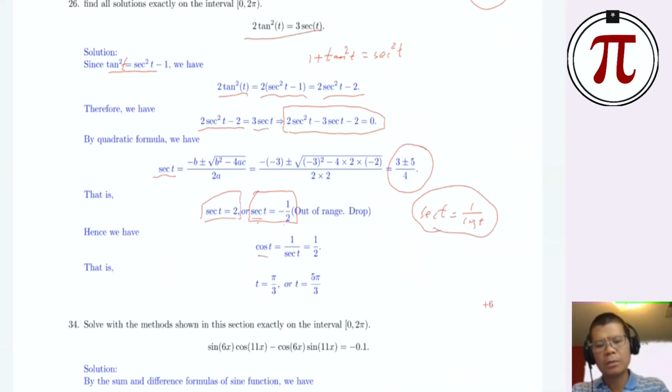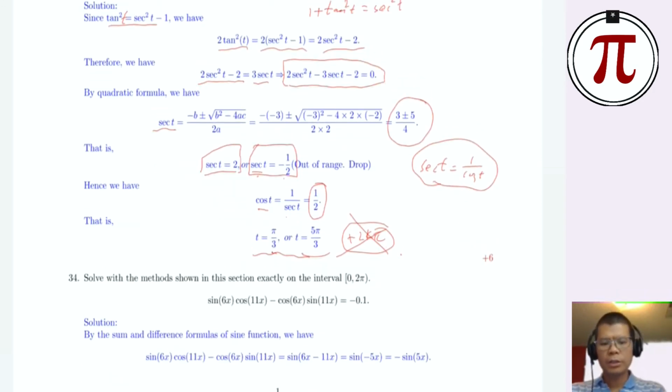So cosine t equals 1 over secant t, which is 1/2. Now over the interval 0 to 2 pi, we know that t is pi over 3 or 5 pi over 3. Now some of us use plus 2k pi. You don't need this 2k pi because we are given a specified interval from 0 to 2 pi, so you just give the values over that interval. That'll be fine.